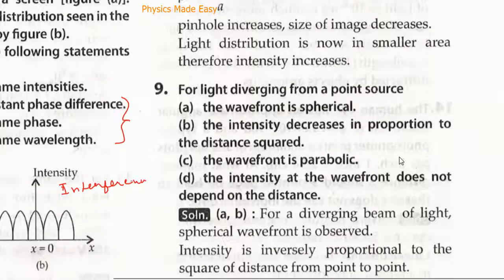And the next is the last question. For light diverging from a point source, the wavefront is spherical, quite clear. The intensity decreases in proportion to the distance squared. This is also correct. Wavefront is parabolic, absolutely wrong. The intensity at the wavefront does not depend upon the distance. This is also wrong. So the two choices A and B are correct.